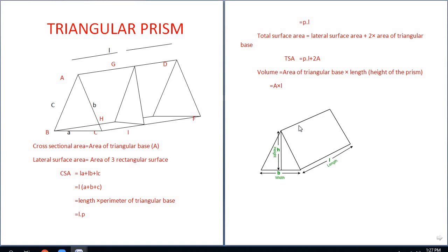Finally, to calculate volume, we have already calculated the area of the triangular base according to its nature. That may be a scalene triangle, an isosceles triangle, or an equilateral triangle. If we multiply that area of the triangular base with its length, meaning the length of the triangular prism, we get the required volume. This is the length of the triangular prism. If we multiply the area of the triangular base with the length or the height of the prism, we get the required volume.